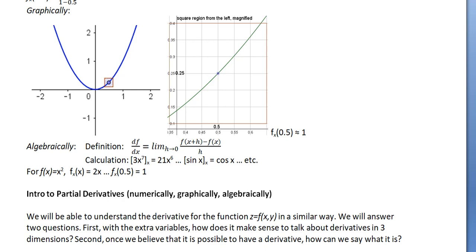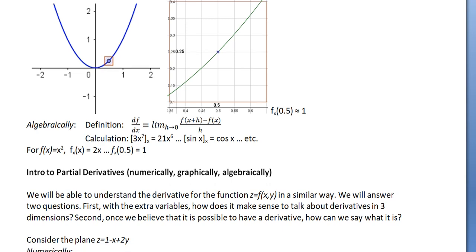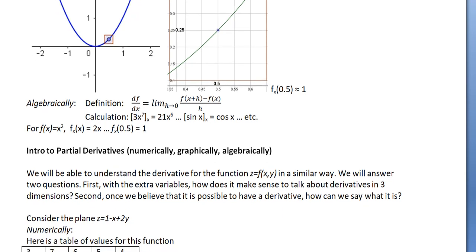So we're going to answer two questions. First of all, with a function of two variables or more, how does it make sense to talk about the derivative in 3 dimensions, or later on in more dimensions? Second, once we believe that it is possible to have a derivative, how can we say what it is? So let's start with this example. Let's consider the plane, and we've seen planes before, with the equation z equals 1 minus x plus 2y. Let's look at a numerical representation of this equation.